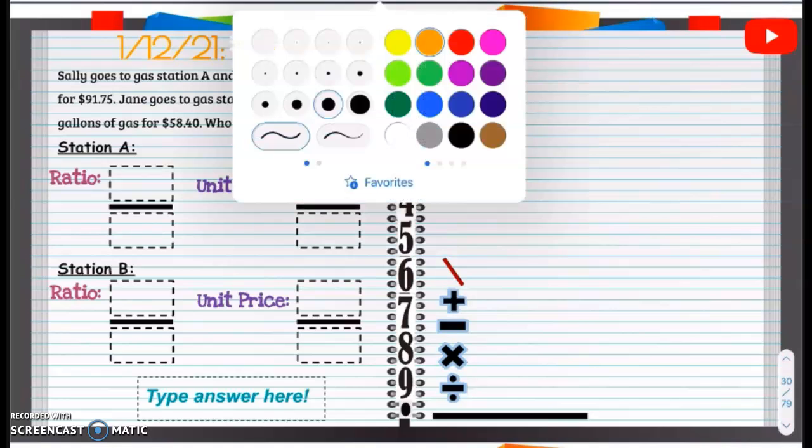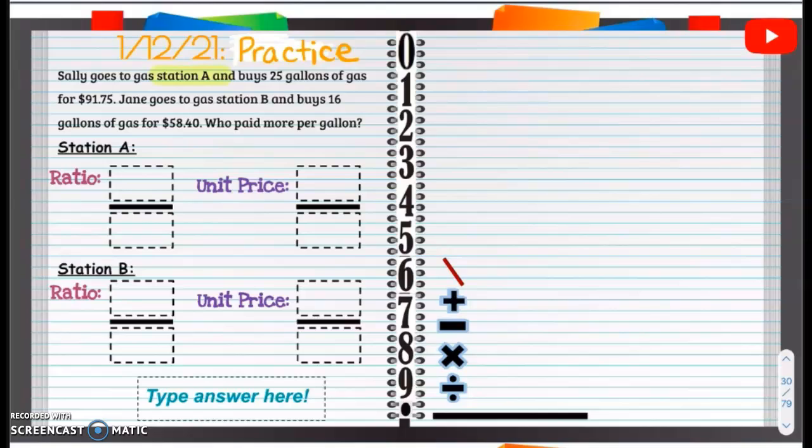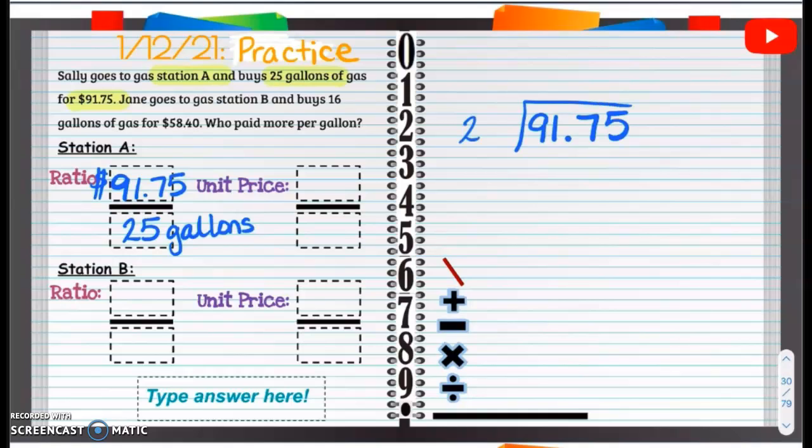Sally goes to gas station A, so station A, 25 gallons for $91.75. Remember, money on top. So let's take a look at our gas station A. $91.75, and that is going to be for 25 gallons. And then we can divide now. $91.75 divided by 25. So we are going to be able to pop that decimal right up.